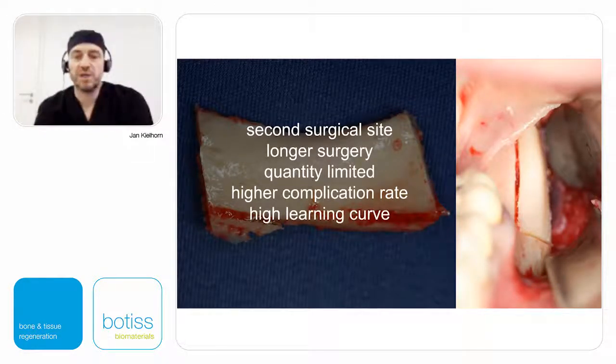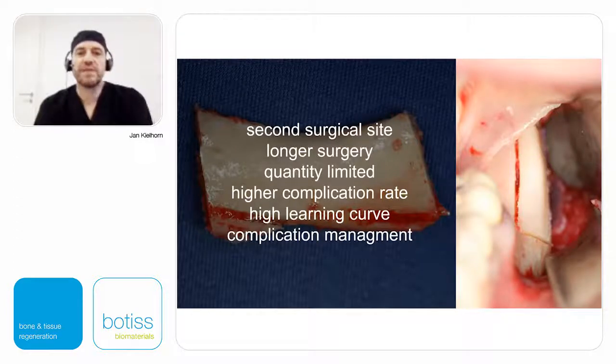You have a high learning curve. It's a very nice technique. We've done it for years. It's a very successful technique, but it's not easy to do. You have to train that. You have to be able to treat the complications. So it has a high learning curve. It's a very sensitive method. And of course, you should be able to do complication management. So you have to cope with an exposed nerve, you have to cope with intra-osseous bleeding, which you have to cover. So you have to be more of an advanced surgeon than just raising a flap.